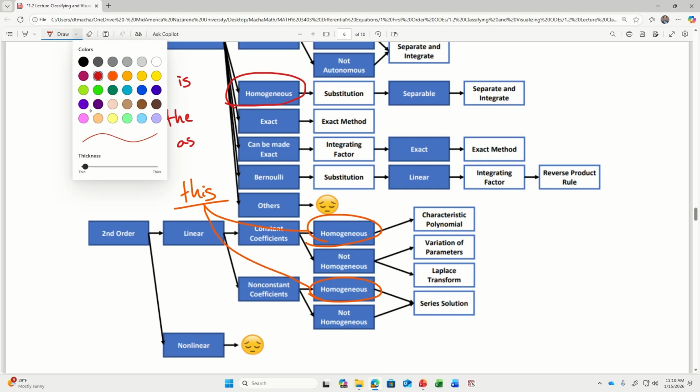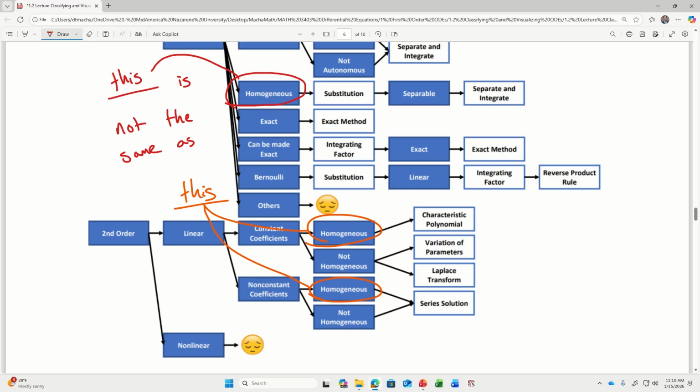Okay? In the first one, where you're looking at a first order nonlinear homogeneous ODE, the word homogeneous means something different. And when you're looking at a second order linear homogeneous ODE, the word homogeneous means something completely different. So we won't talk about that too much today, but in the future, just be aware that homogeneous is exactly the same word with exactly the same spelling and the same pronunciation, but it means 2 very different things, depending on context.